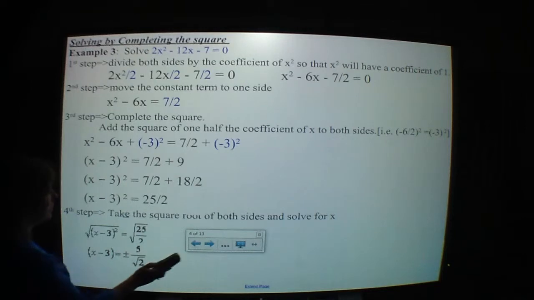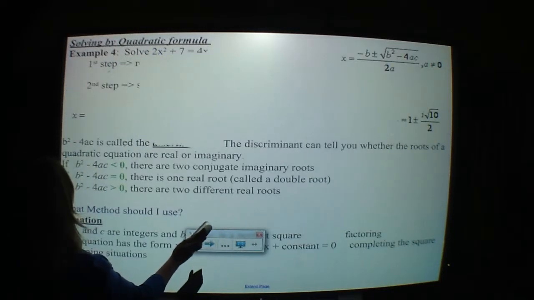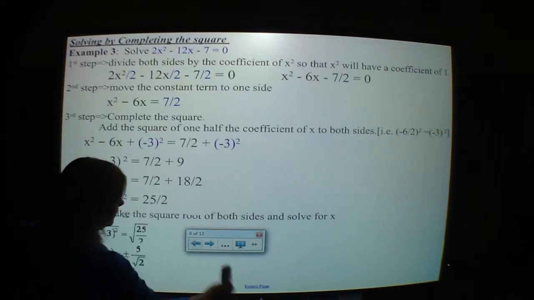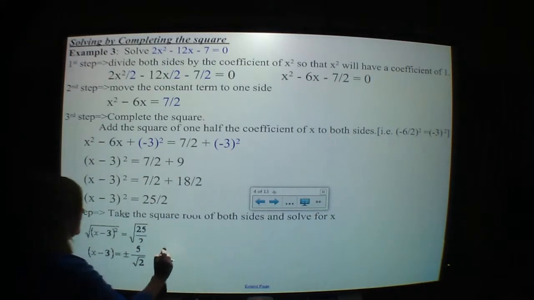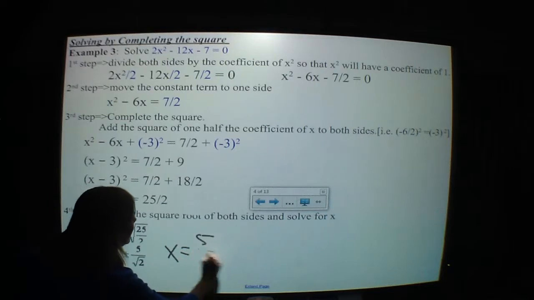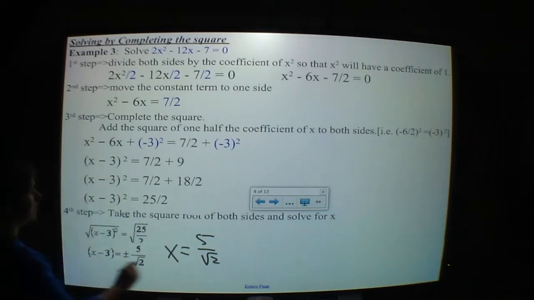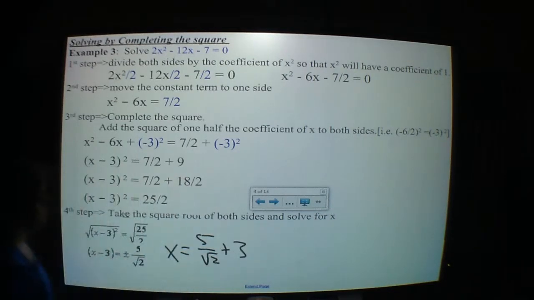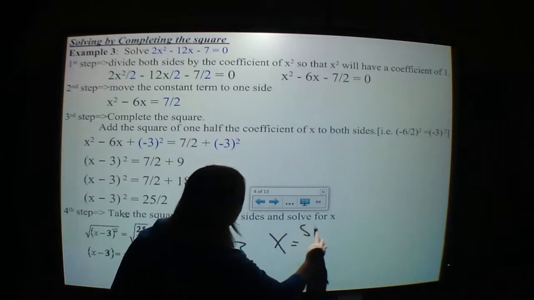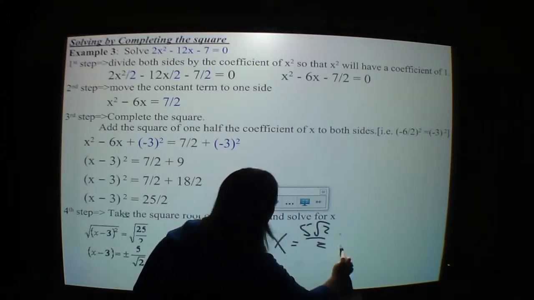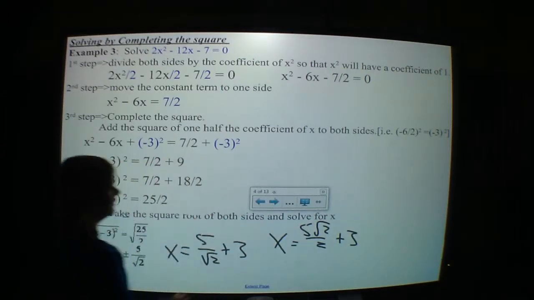Do I have it written anywhere? Let's see, where do I have it written? Don't know where the last part is, but I will rewrite it for you. x is equal to 5 over radical 2 plus 3. And on a test, I would probably have you get the radical out of the bottom. So you would tell me that x is equal to 5 radical 2 over 2 plus 3. And you could just do it just like that.